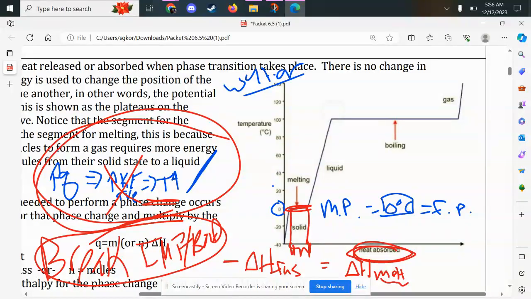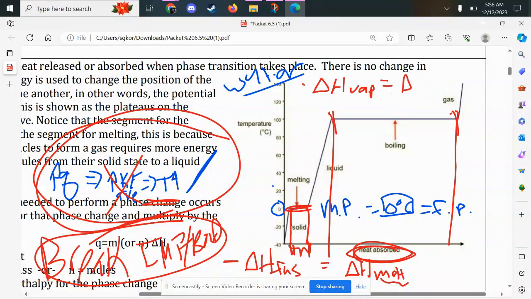The same thing can happen at the boiling region on the graph, where you'll notice it's much bigger because we're breaking more IMFs. But we could find the delta H of vaporization for this one. Same thing about the delta H's. So vaporization, they are separating. It takes energy to break. So that would be positive.